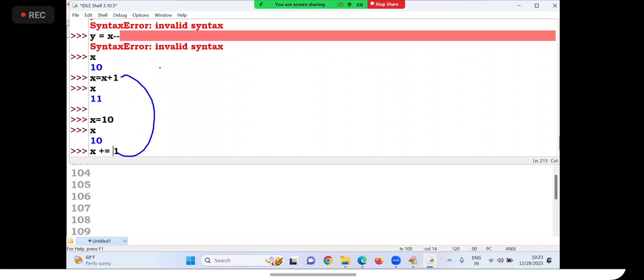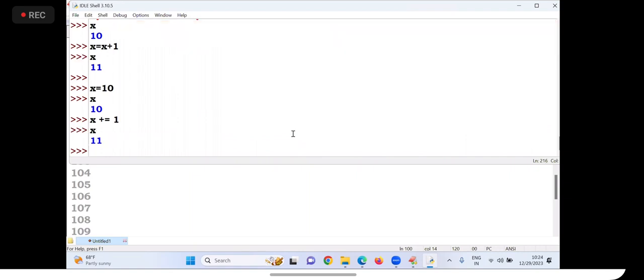You can use either, based on your convenience. Sir, I want to use x equal to x plus 1. Okay. If I want to use x plus equal to 1, both are the same. What is the x value? 11 only. Sir, suppose x equal to 10, x plus equal to 10. What is the output? The value of x is 20, because x equal to x plus 10. The x value is already 10, 10 plus 10. What is the value? 20, sir. That is the meaning of x plus equal to.